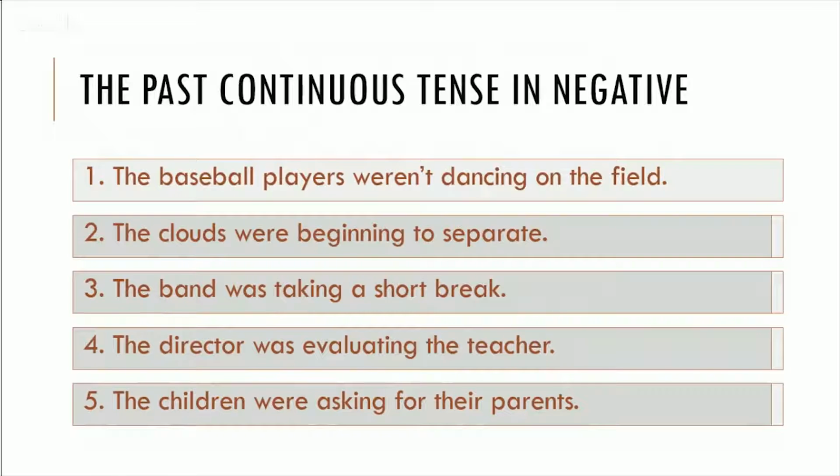So change "the clouds were beginning to separate" to negative, and with a contraction. Okay. So grab the word not, put it after the verb to be in the past, and do a contraction just the same way that we had a contraction in number 1. Similar to number 1. That's like a hint that I'm giving you.